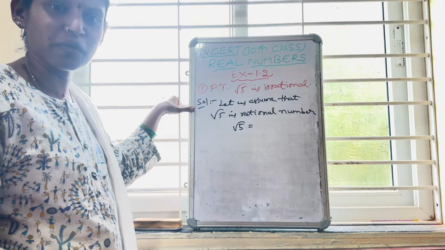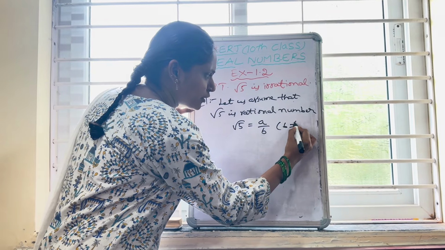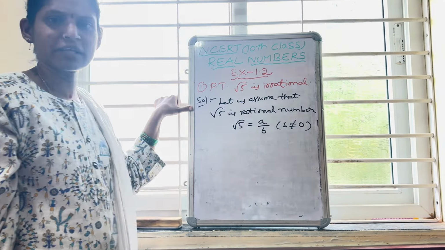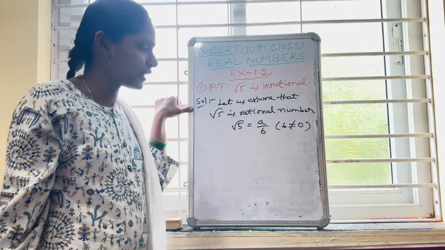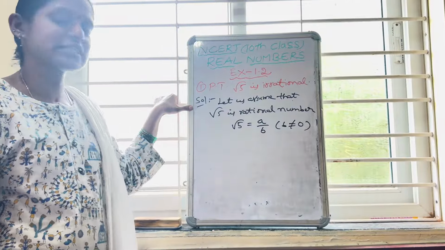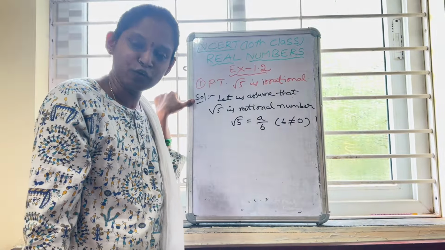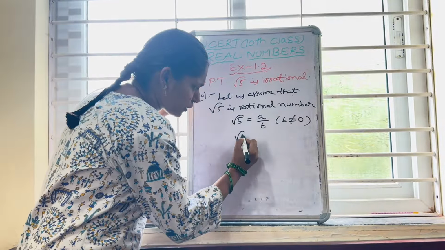We can write p by q or a by b, no problem. Here b is not equal to 0. If you write b equal to 0, you will get undefined. So root 5 equals a by b. Why am I writing a by b? I am taking it as a rational number, and rational numbers we can write in p by q form. So a by b. Now we have to do cross multiplication.